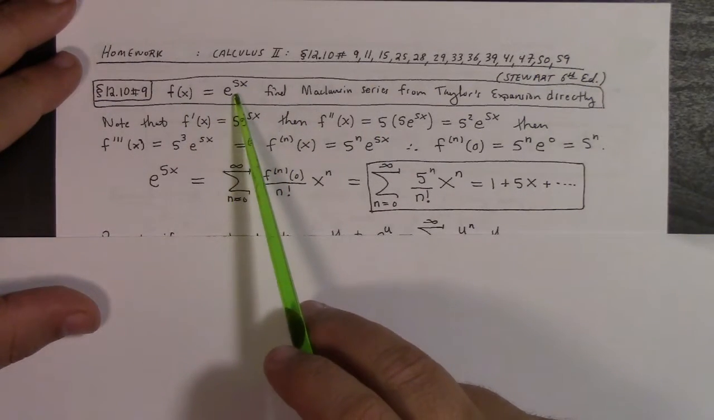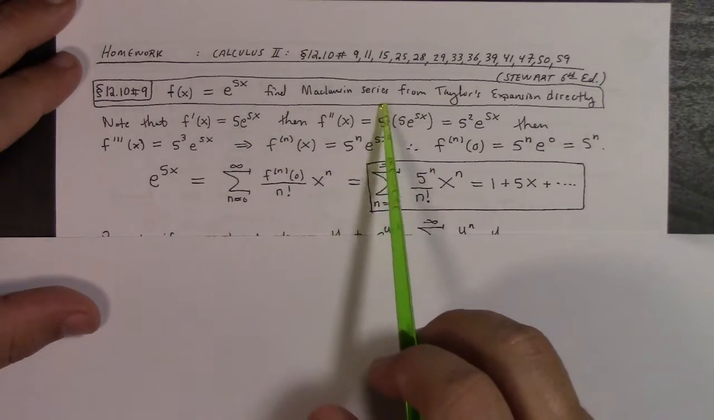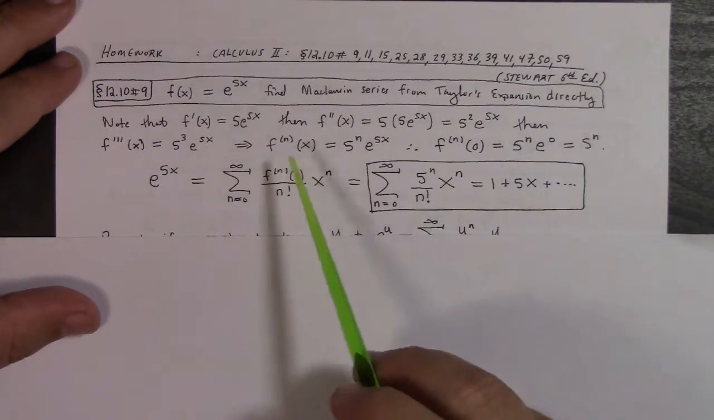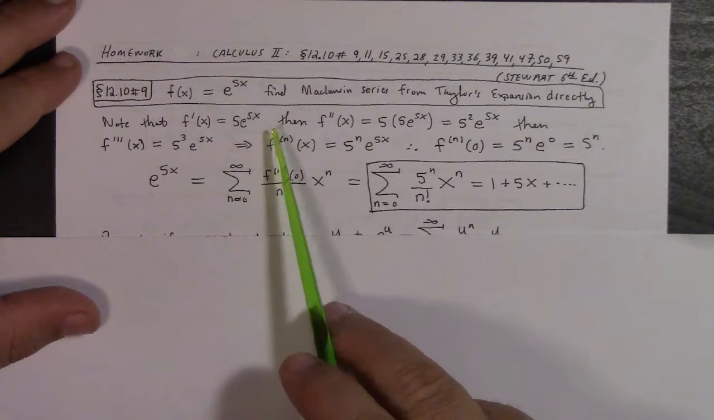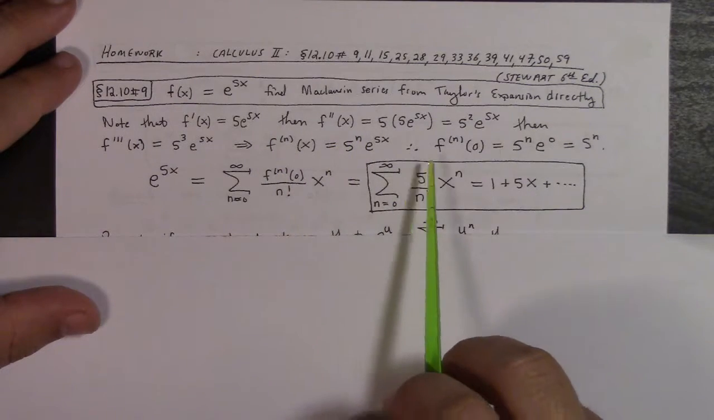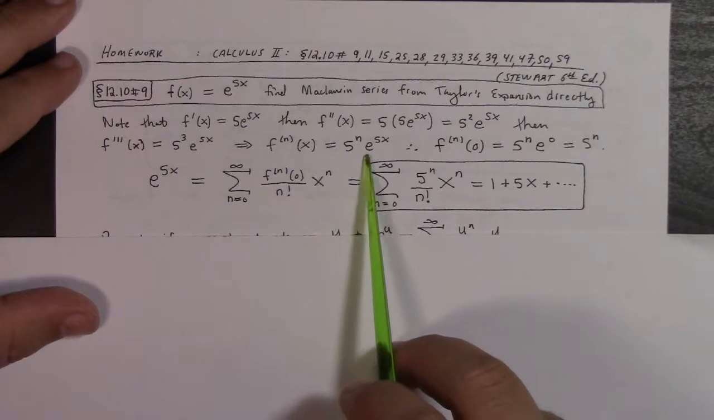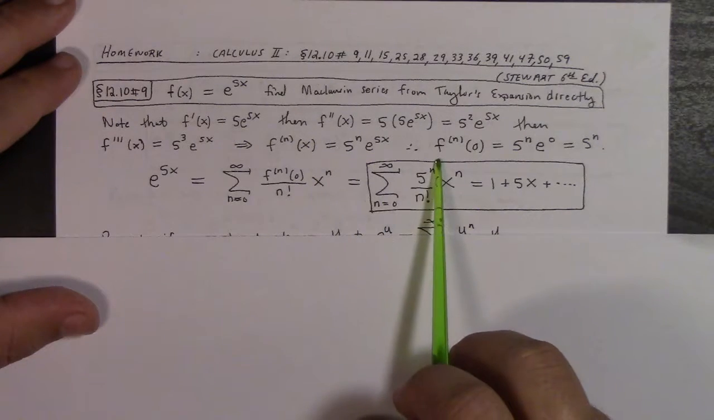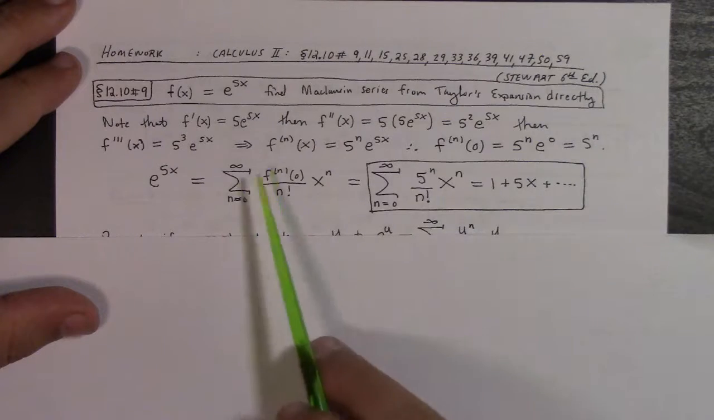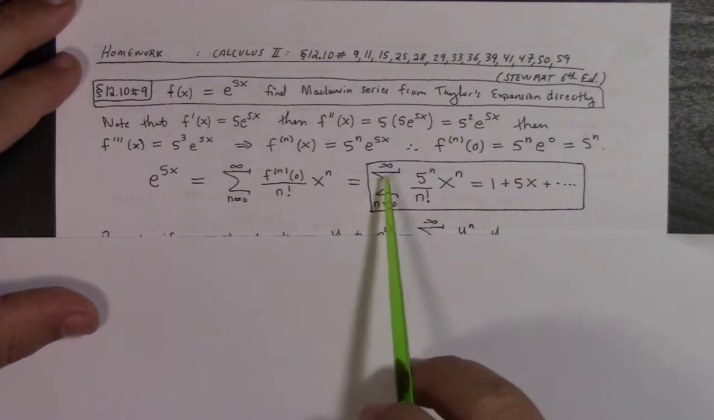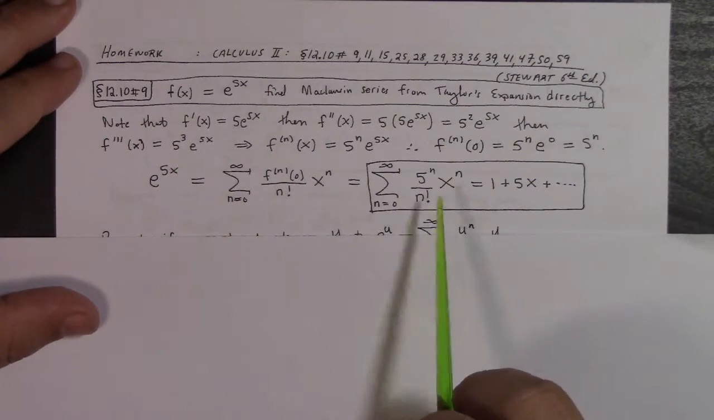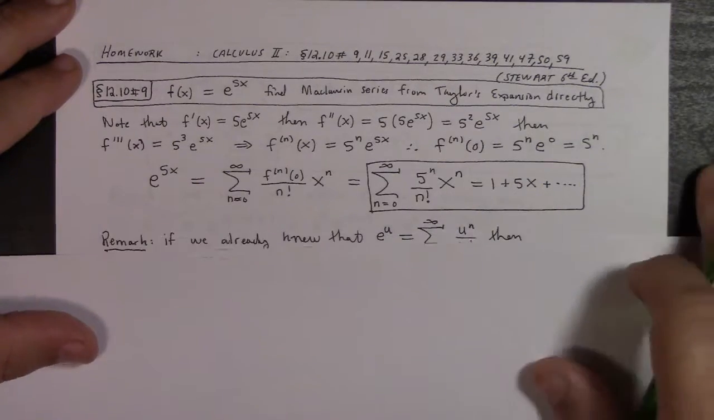f of x equals e to the 5x. Find the Maclaurin series from the Taylor expansion directly. So, in other words, differentiate, differentiate again, keep differentiating until you see the pattern. You can see that the nth derivative of this is 5 to the n times e to the 5x. Evaluate at 0, we get 5 to the n. So my Taylor series gives me 5 to the n over n factorial x to the n. And there you have it.